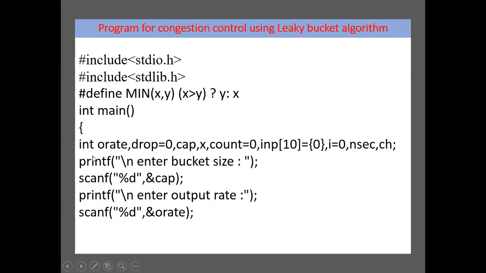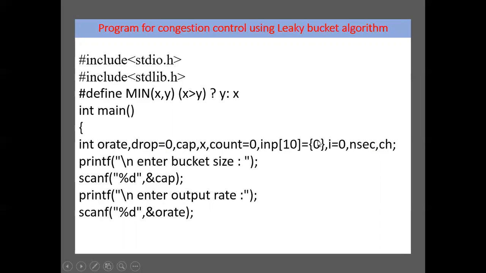Int main, and we are initializing the values here: integer, o rate for output rate, drop equal to 0. Here you assume the leaky bucket. Drop, the output dropping packets, we are assuming 0 in the beginning. Here cap is nothing but the bucket size. X we are defining, count equal to 0 in the beginning, and input to 10. Means in the beginning we will assume that the size of the bucket is 10. The bucket can occupy 10 packets, the maximum size of the bucket is 10 packets.